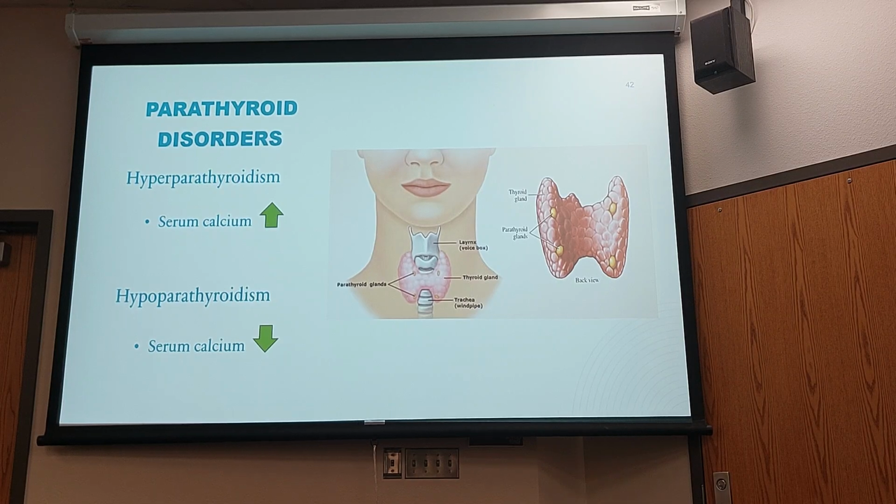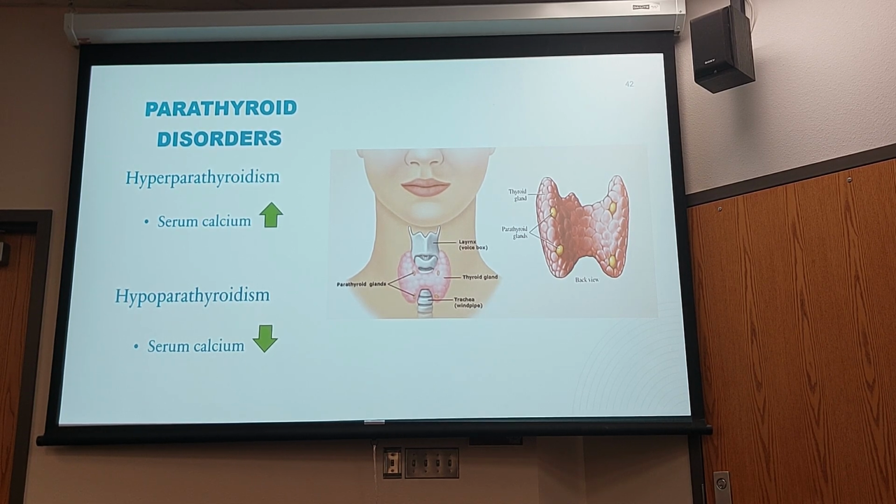Parathyroid disorders, again, we have hyperparathyroidism and we have hypoparathyroidism. When we think hyper, we think high, right? So with hyperparathyroidism, we're going to have a higher serum calcium. If they have hypoparathyroidism, we're going to see a lower serum calcium. So the parathyroid hormone increases the calcium serum levels.